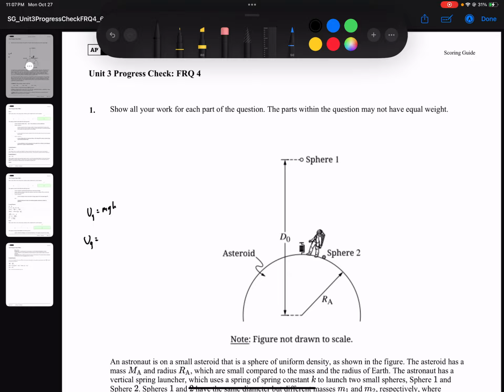The reason why you can't do that is because the force of gravity isn't really constant. As you go really high up, the force of gravity is going to change. We know the force of gravity is negative G m1 m2 over r squared. The potential energy due to gravity is negative G m1 m2 over r. And that's what we're going to use for this problem.